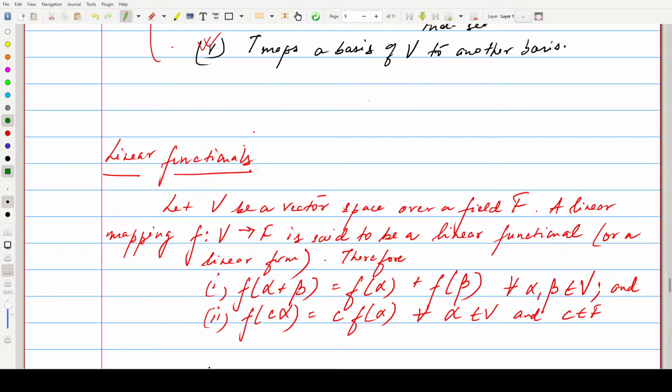Okay. So briefly, just to recap. So just tell me what this is. This is a linear transformation, right? And tell me what this is now.